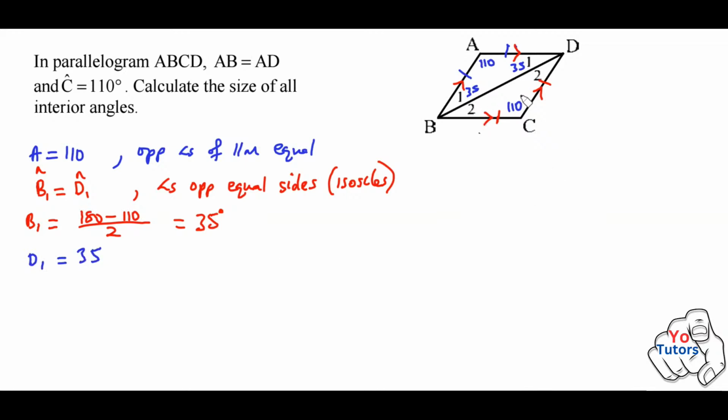Then we can also say that B2 will be equal to 35. Why are we saying B2 is equal to 35? Let me put it like this: B2 is equal to D1, which is equal to 35. Let me not write it together like that. It's therefore B2 equals 35. Why are we saying B2 is equal to D1? Alternate angles.